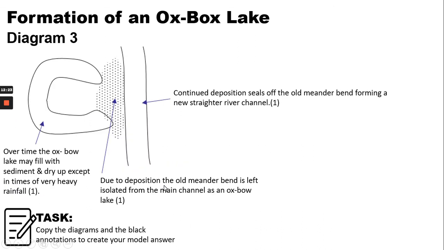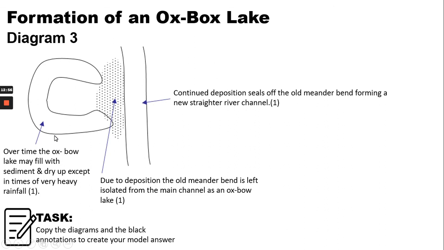So that's it filled in. Due to deposition, the old meander bend is left isolated, keyword. So your old meander bend is left isolated from the main channel, and that's what we call the oxbow lake. That thing is the oxbow lake, looks like a C in this case. Continued deposition seals off the meander bend, forming a newer, straighter river channel, 1 mark. So continued deposition seals off the meander bend, forming a new channel, which is very straight. And that leaves the oxbow lake isolated. You could combine these to shorten the amount of writing.